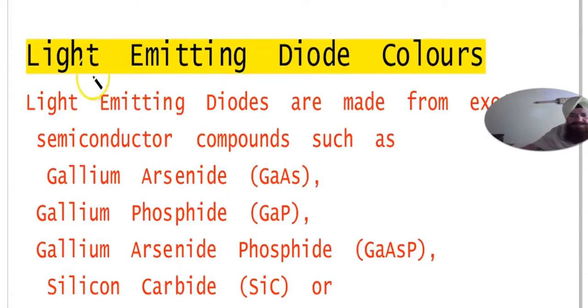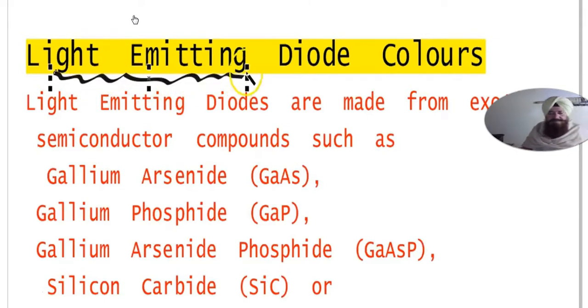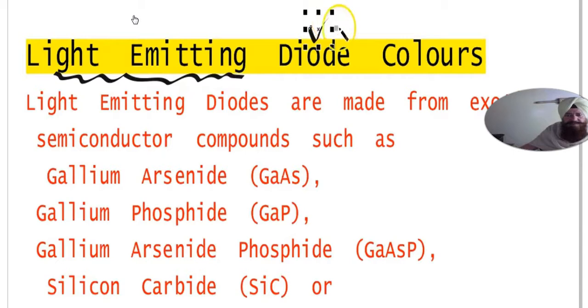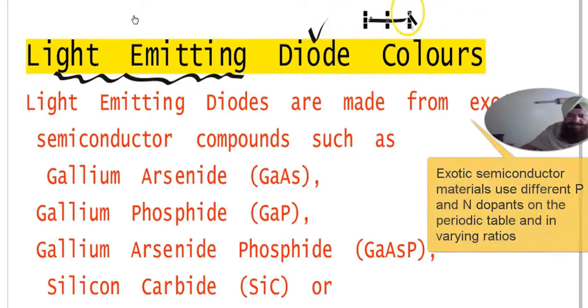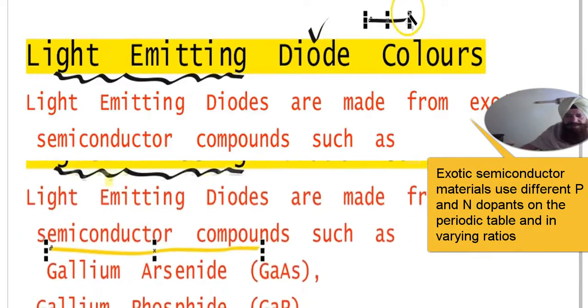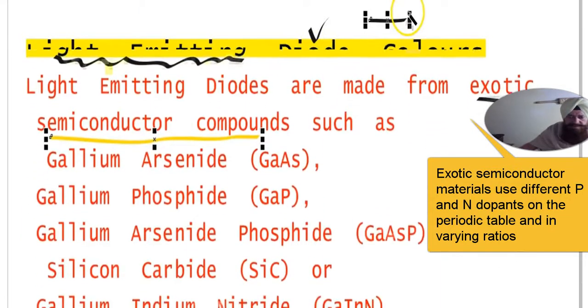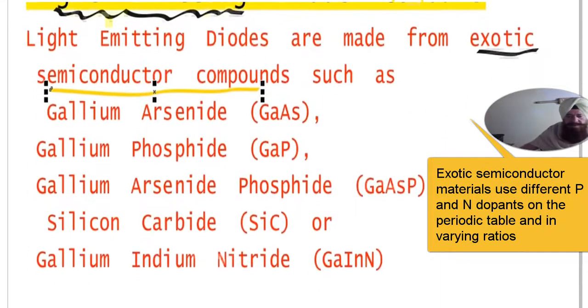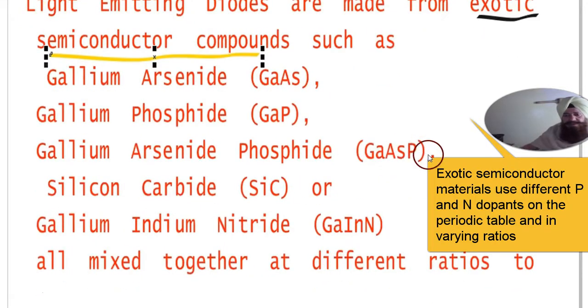Now there are some semiconductor compounds, and they emit light of different colors, because pure silicon and pure germanium cannot give all the colors. So what are exotic semiconductors? Materials that use different p and n dopants. Dopants mean the addition of impurities.